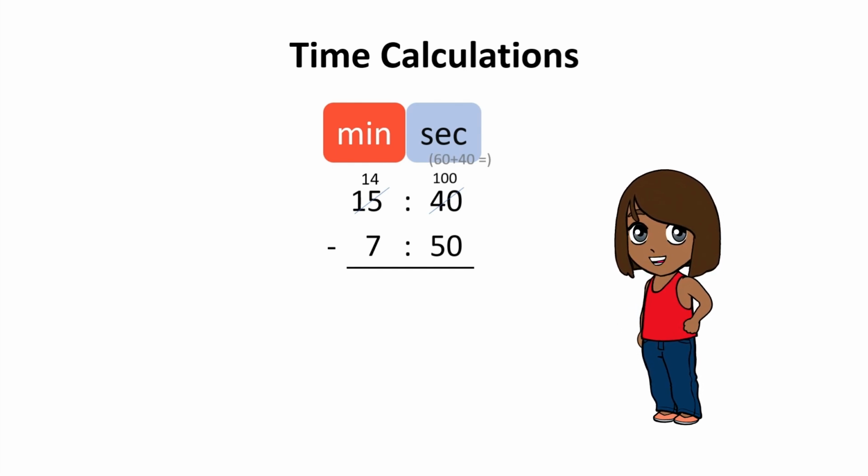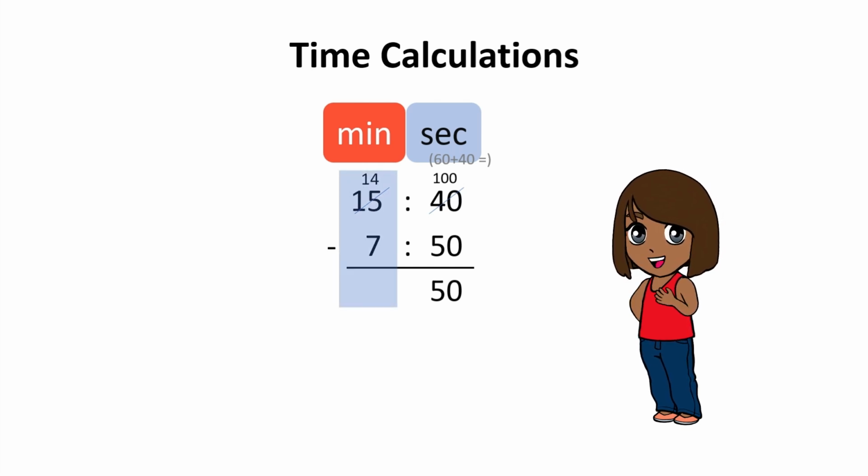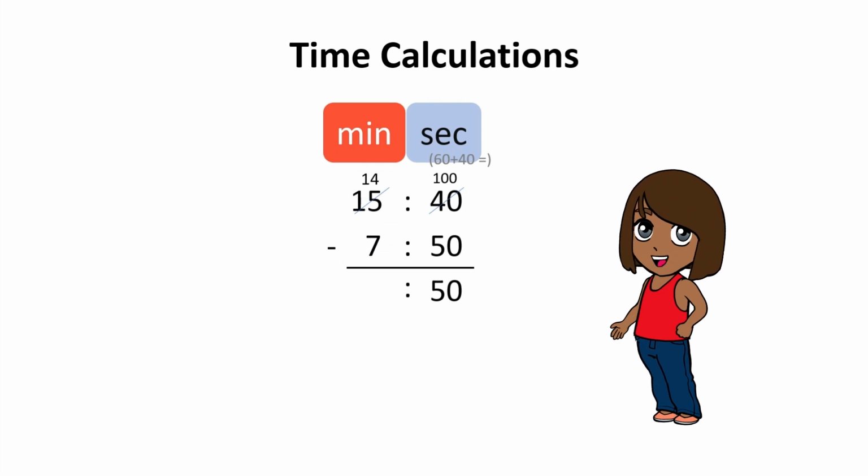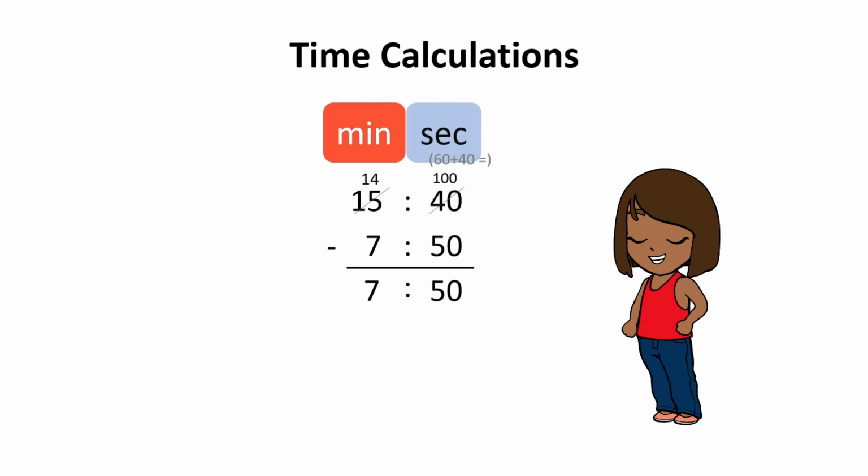This makes it 14 minutes and 100 seconds. Now subtract seconds to get 100 minus 50 equals 50 seconds. Then subtract minutes. 14 minus 7 equals 7 minutes.